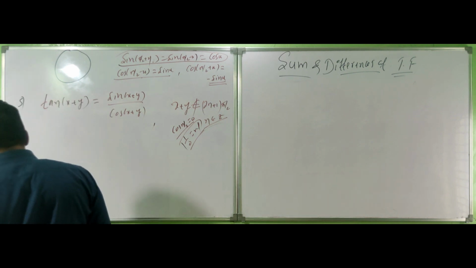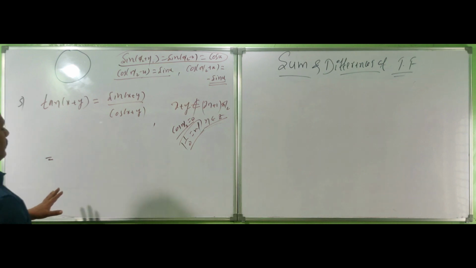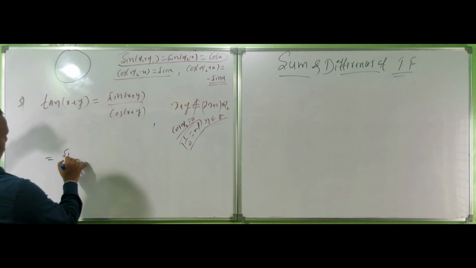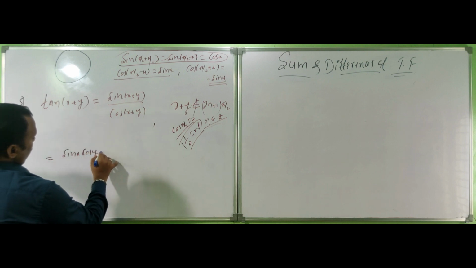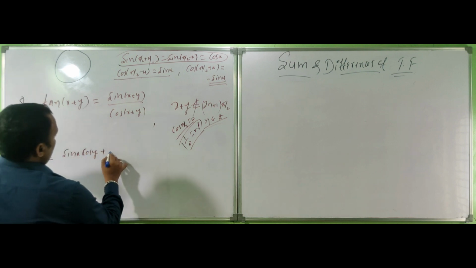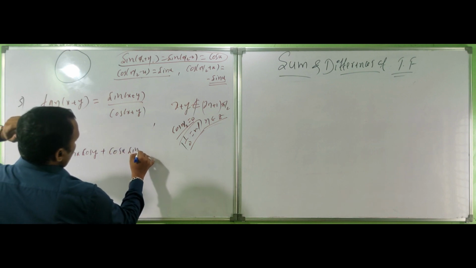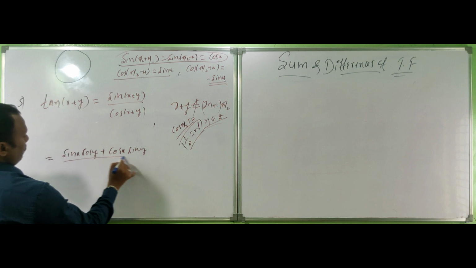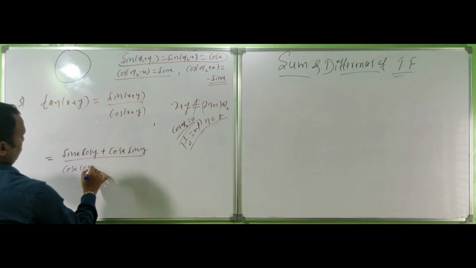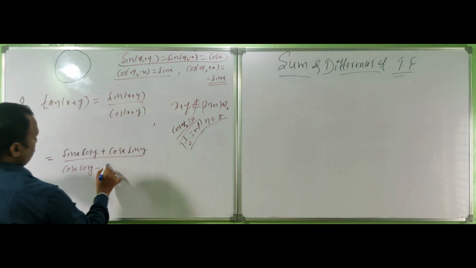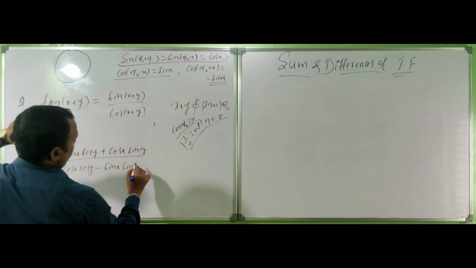Next, we just expand it. sin(x + y) gives sin x cos y plus cos x sin y, the whole divided by cos x cos y, minus sin x sin y.